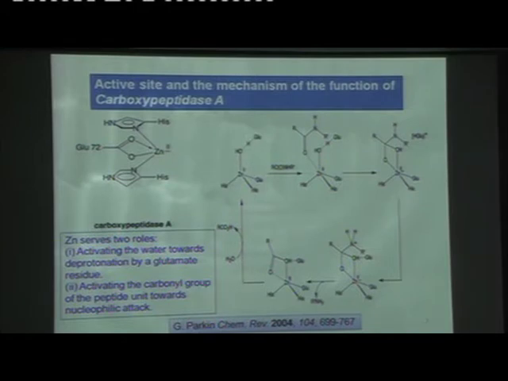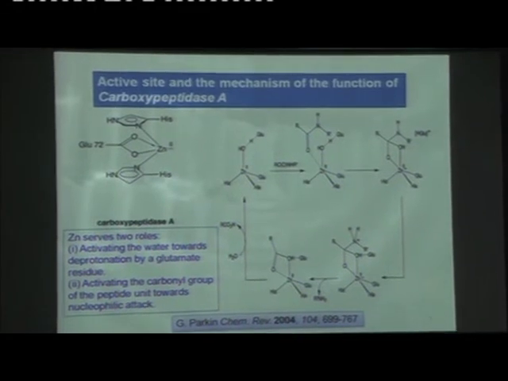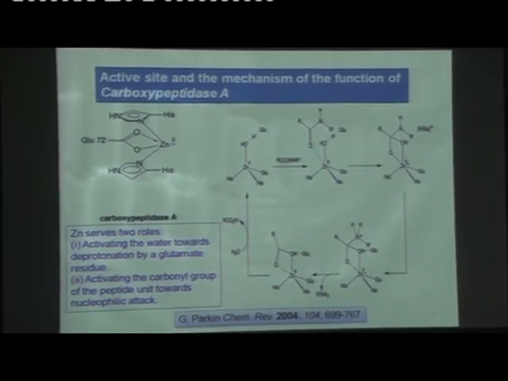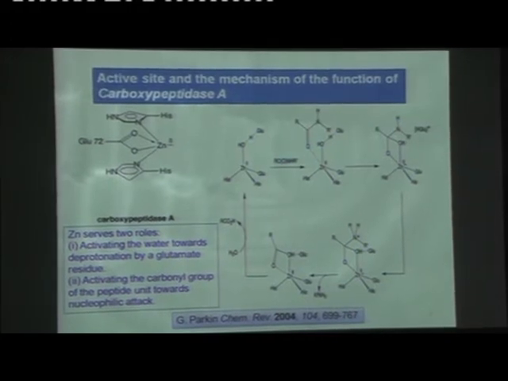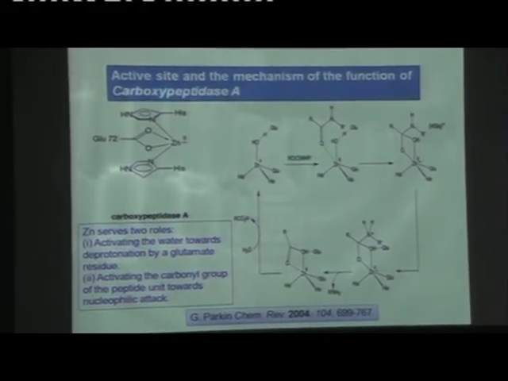He wrote a review article. So these are the zinc's 2 roles: activating the water towards deprotonation by a glutamate residue. This glutamate residue, when the water is present, pulls electron density, so OH and H is water. So this water is pulling electron density, meaning this proton will go to that, so it becomes OH. So this non-covalent interaction is changing the acidity of the water molecule. And then you have the usual process, and activating the carbonyl group of the peptide unit towards nucleophilic attack. Because if it coordinates like this, then only this attack will take place. So both are nicely matched.